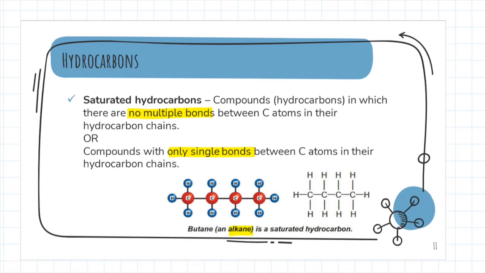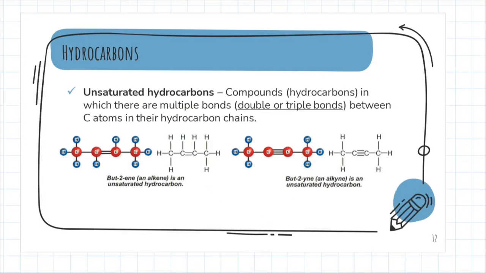only contain single bonds. For example, here we have butane. And you can clearly see butane contains only carbon and hydrogen atoms, but between all of the carbon atoms and even the hydrogen atoms, there are only single bonds, and therefore this compound is a saturated hydrocarbon.